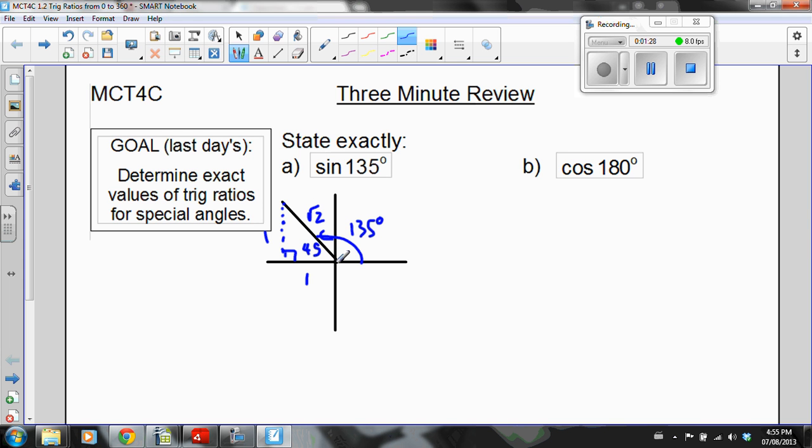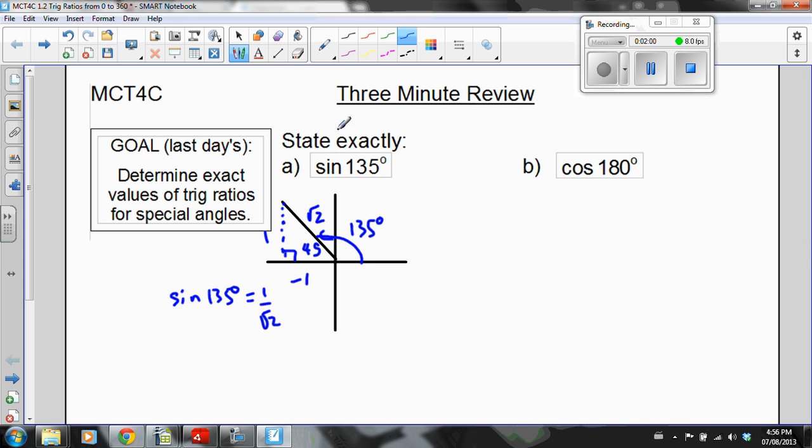Well, the thing is here, since we're moving left, the x-coordinate's negative. Up, the y-coordinate's positive, and then we can write the sine of 135 as just opposite over hypotenuse. One over the square root of 2. Now, what's strange about this? Hopefully, you're recognizing this as one of the special angles that we got in our chart.